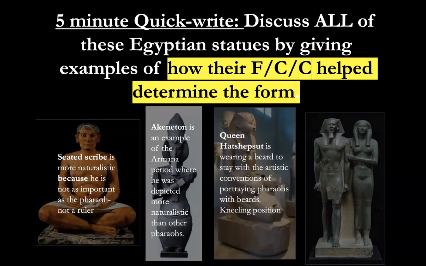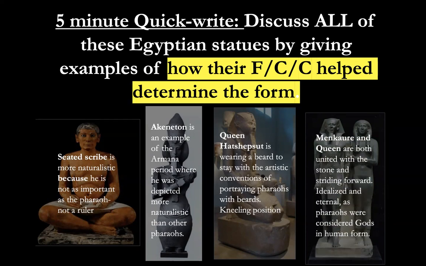Queen Hatshepsut is wearing a beard to stay with the artistic conventions of portraying pharaohs with beards. She is in a kneeling position, holding offering jars to a god. And then Menkaure and Queen are both united with the stone, striding forward. They are idealized and eternal, as pharaohs were considered gods in human form. That is all.